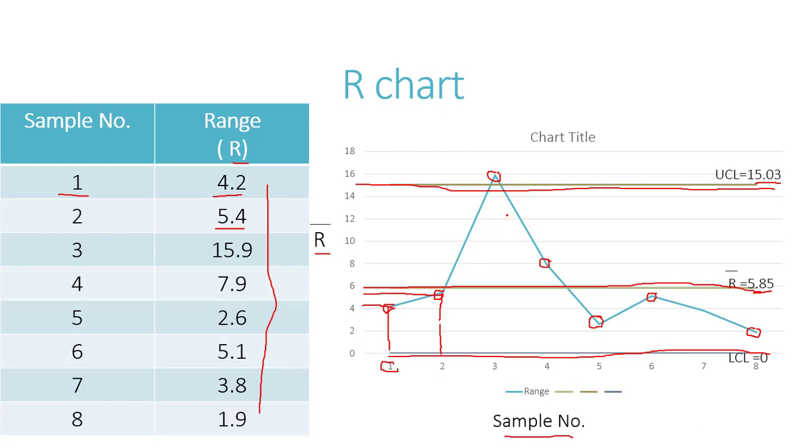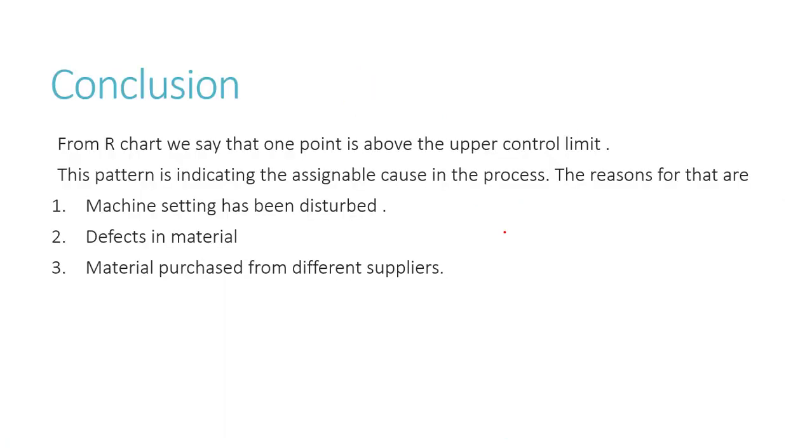From this R chart we can see that one point is above the upper control limit. Point number 3, with a value of 15.9, is above the upper control limit because the upper control limit has a value of 15.03 and our third point is at 15.9. So the third point is crossing the upper control limit. So from this R chart we can conclude that one point is above the upper control limit.